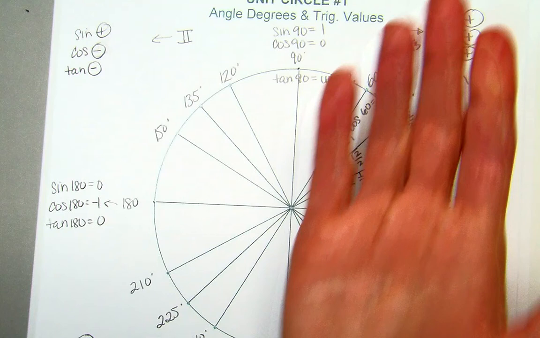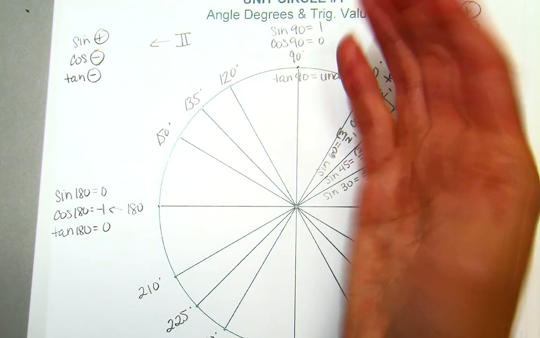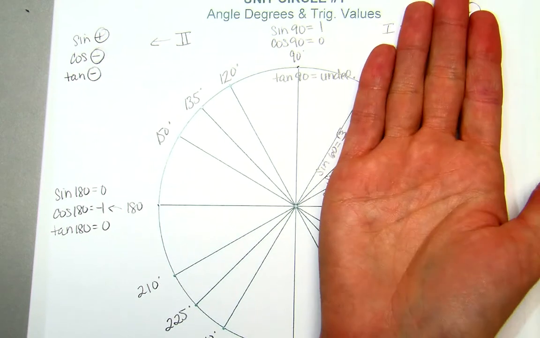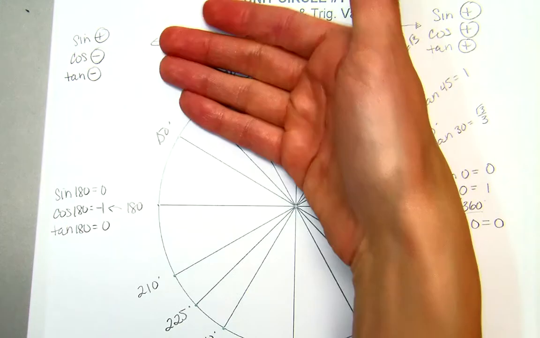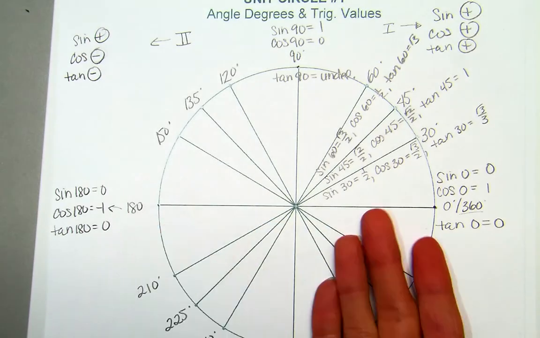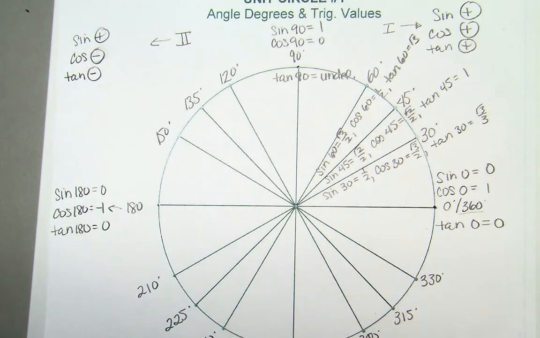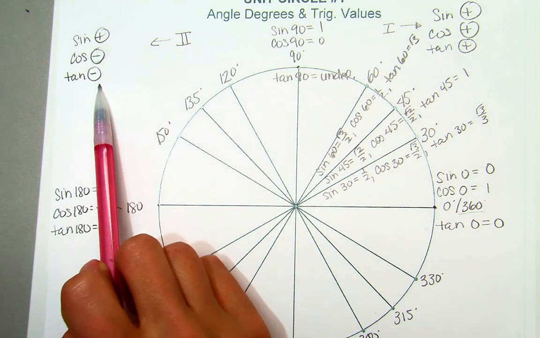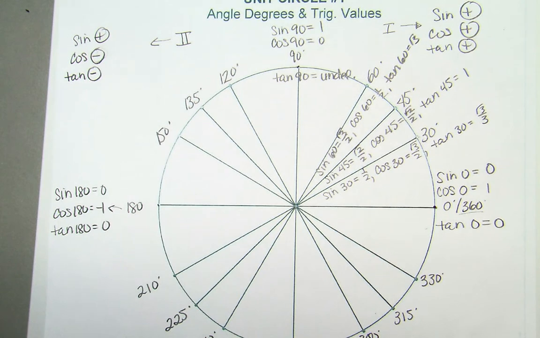So quadrant 1, if you know quadrant 1, you actually know the whole circle, because we can keep taking these quadrants and laying them over on top of each of the quadrants and flipping them over. So your sine, cosine, and tangent values are going to be all the same. The only thing that changes is the positive and negative values depending on which quadrant you're in.